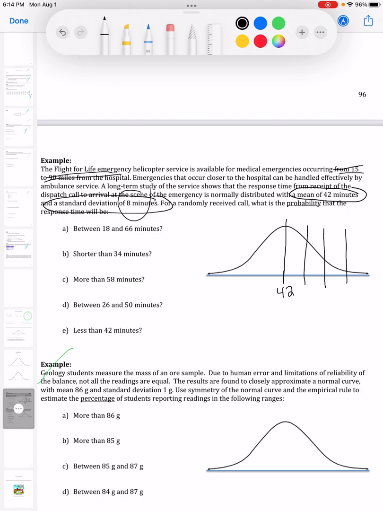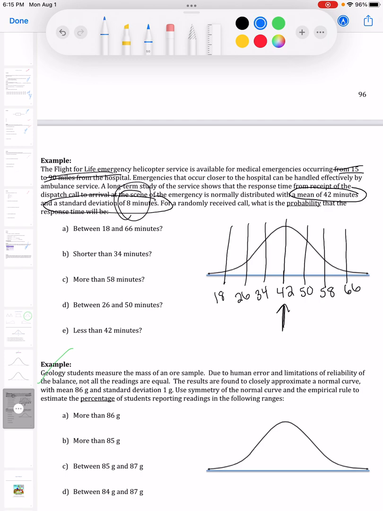So I'm going to add 8. And I'm going to keep adding 8 3 times. And then I'm going to subtract 8, again, from this mean right here of 42. I'm going to subtract 8. Then I would subtract 8 again. And then I would subtract 8 one more time.